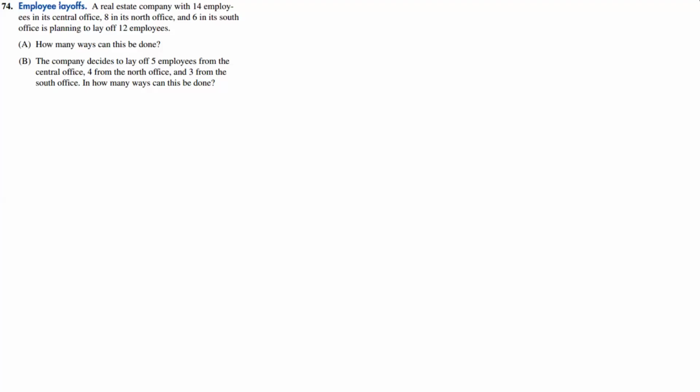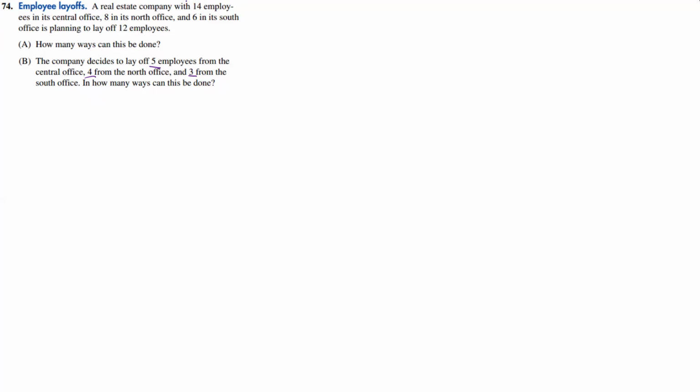All right, so we have a real estate company with 14 employees in Central, 8 in North, and 6 in the South office, and they're planning to lay off 12 total employees from all that. So on A, it says, how many ways can this be done? And then B says the company decides to lay off 5 from Central, 4 from the North, and 3 from the South. Now, how many ways can this be done?